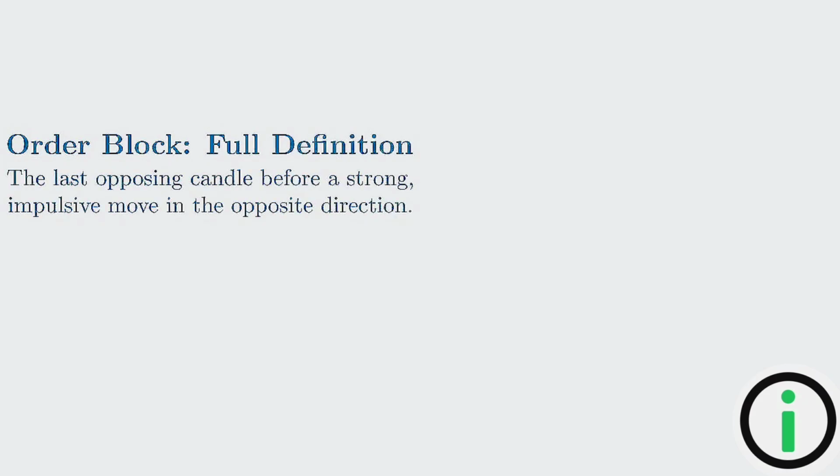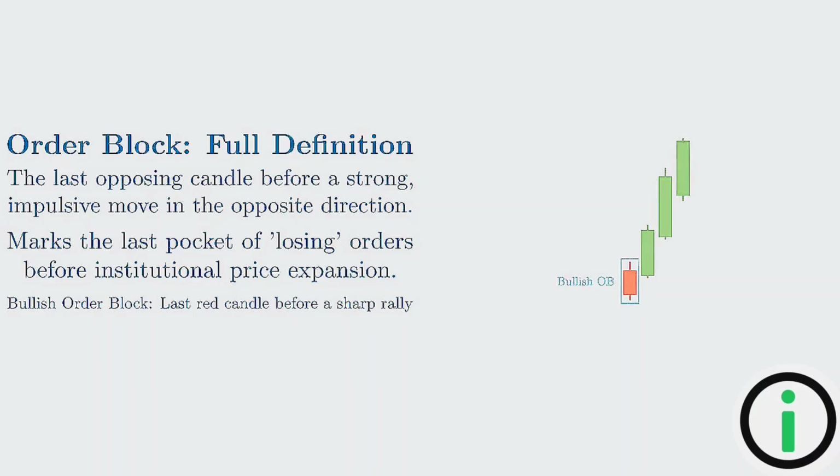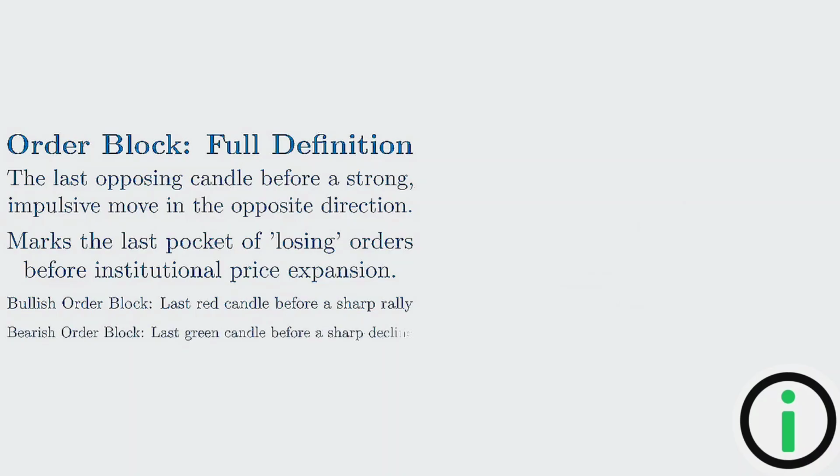Now, let's define our first major footprint, the order block. An order block is the last opposing candle before a strong, impulsive move in the opposite direction. Think of it as the last pocket of orders from the losing side before institutions stepped in and completely overwhelmed them. It is essentially an area of supply or demand that has been validated by a massive price expansion. A bullish order block is the very last bearish or red candle that occurred right before a sharp rally upwards. Conversely, a bearish order block is the last bullish or green candle that appeared before a sharp decline or crash.